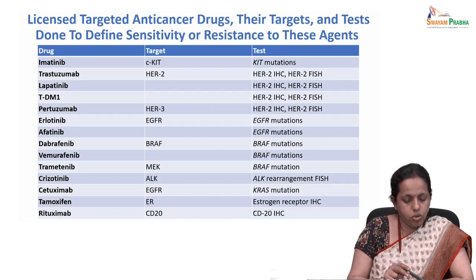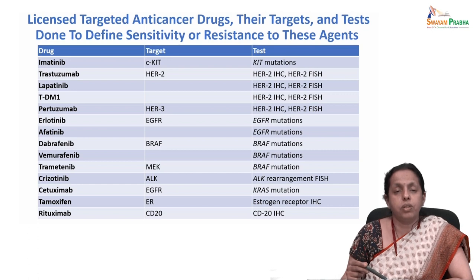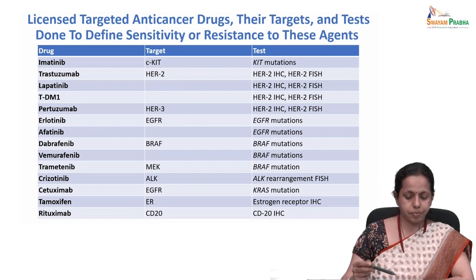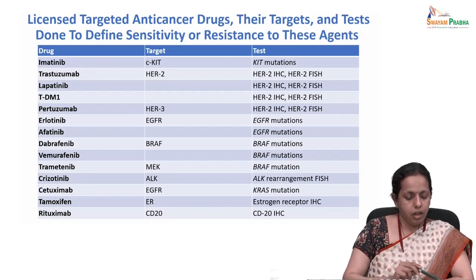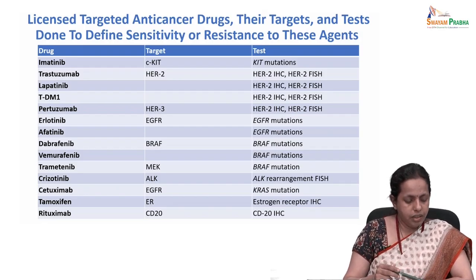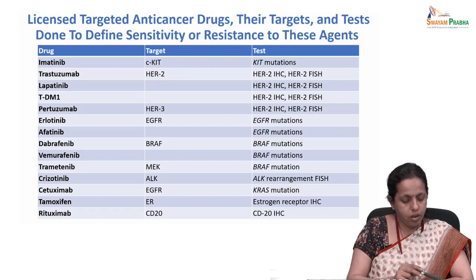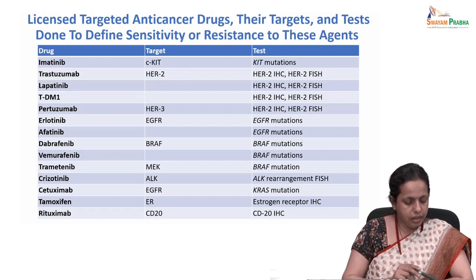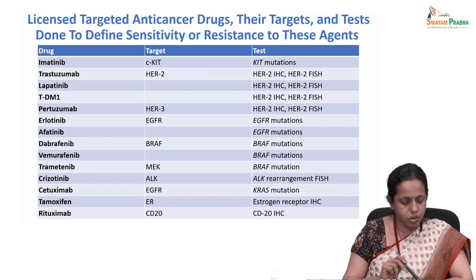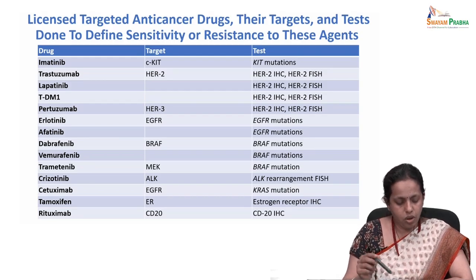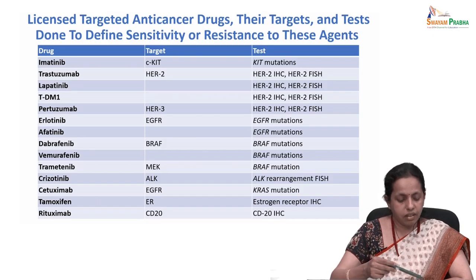So this is used for your EGFR, where you have your erlotinib, gefitinib, and how do we check for these mutations? Using qPCR or your NGS panels and all that. Then you have your trametinib for MEK, and crizotinib for your ALK. Then again tamoxifen for ER positive, this is for breast cancer. All these different targets are there.